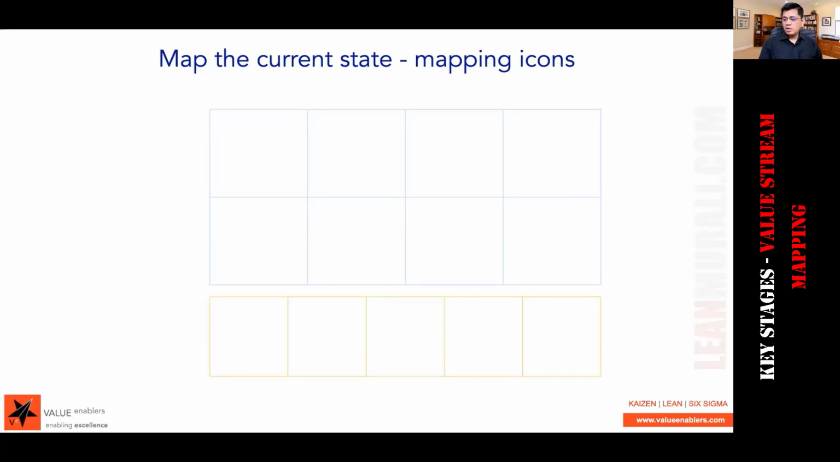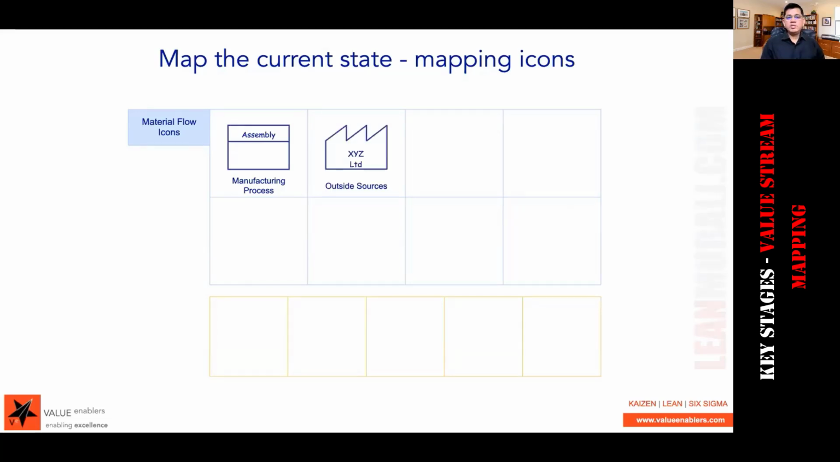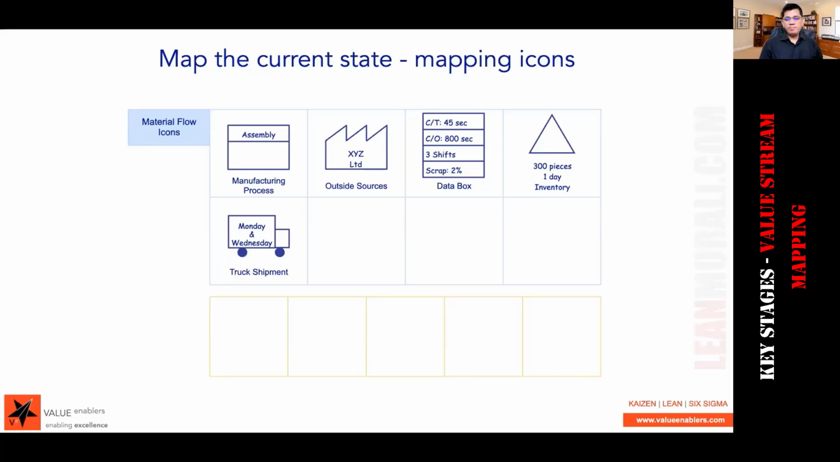Probably we will talk about these icons for the day also. There are 3 types of icons: material flow icons, information flow icons, and general icons. What are the material flow icons? Let me give you a snapshot of that. Manufacturing process is shown by these boxes, then outside sources, data boxes, inventories. Some people use an inverted triangle. Do not bother too much about small variations in the icons people use, because it has evolved over a period of time.